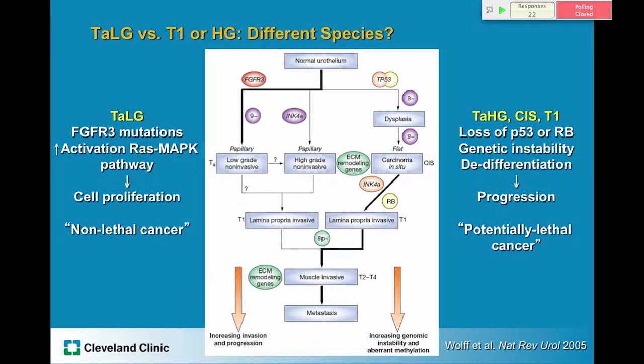So you could think of low-grade and high-grade urothelial carcinomas as different species. This is a simplistic way to look at it, but in general, low-grade urothelial carcinomas tend to be associated with FGFR3 mutations and increased activation of the RAS-MAP kinase pathways, which leads to cell proliferation, and these are often non-lethal cancers. Whereas high-grade tumors are often associated with mutations in the P53 gene, retinoblastoma gene, and have genetic instability, which leads to dedifferentiation and progression, and these tumors are potentially lethal.